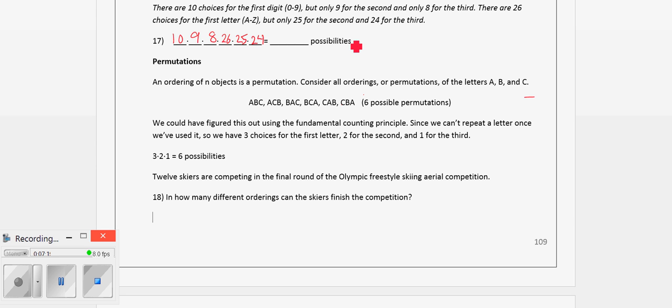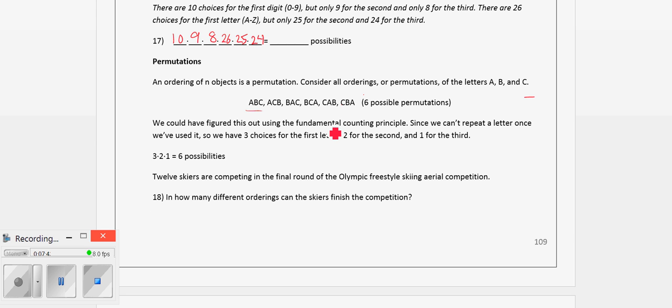Okay, now we've come to what's called permutations. A permutation is just an ordering of objects. So let's take letters A, B, and C. That's one permutation. Another permutation of those letters is just to change the order to ACB or to BAC, BCA. Those are all permutations, meaning we order the letters differently. So that's all a permutation is, to order something differently.